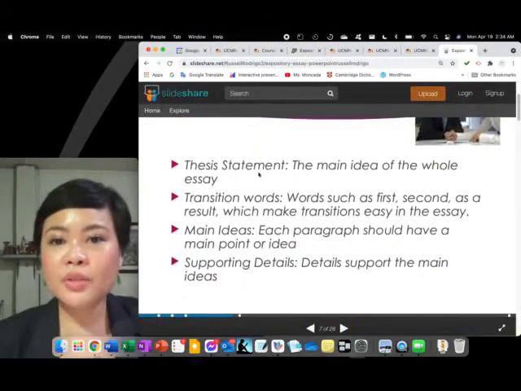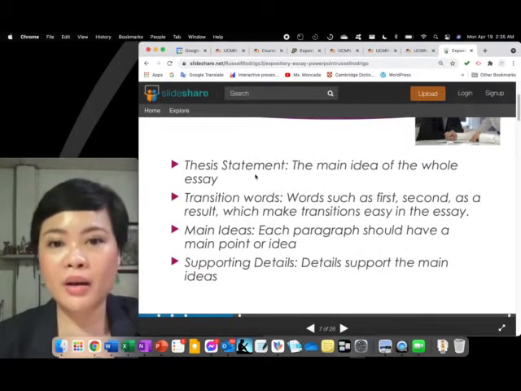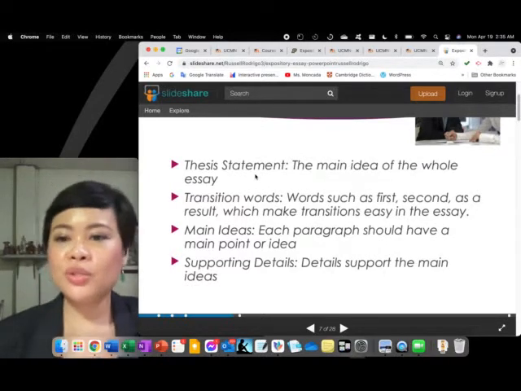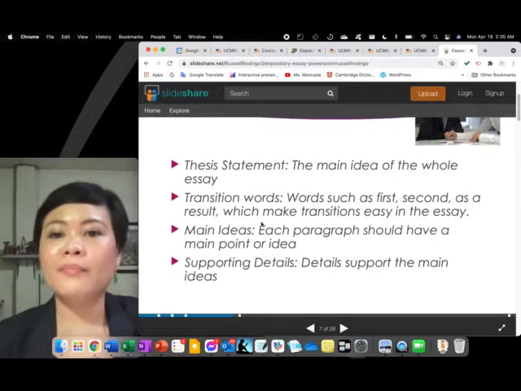Let's define them. So you have thesis statement, which is the main idea of the whole essay. So your introductory paragraph should contain your thesis statement. What is your essay about? So you should state it clearly, all right?